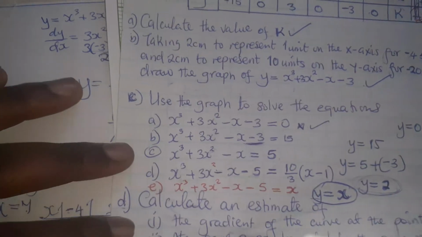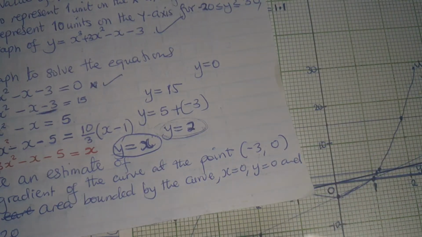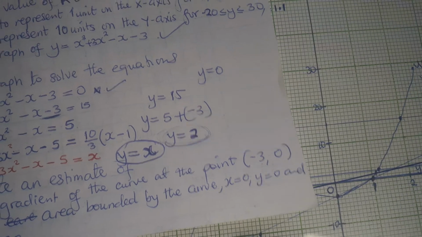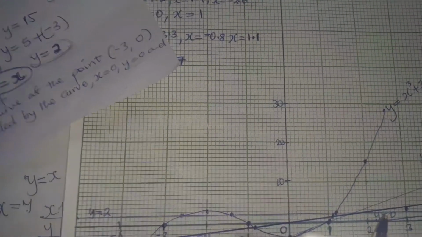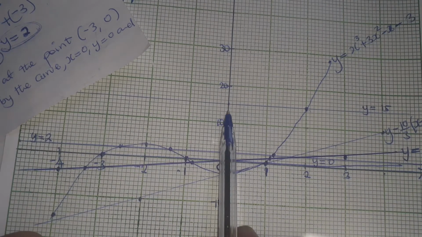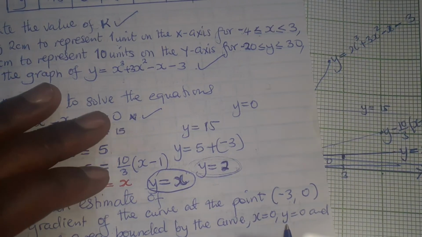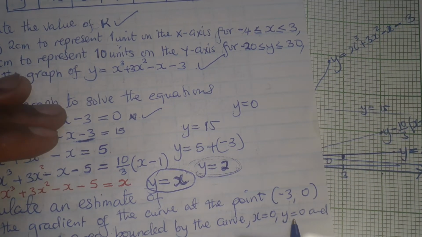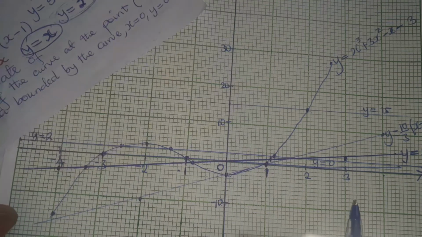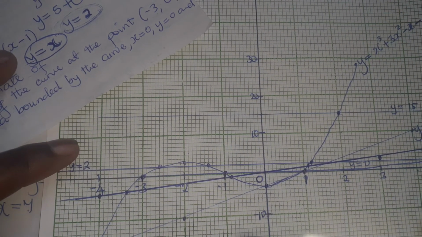How do we calculate the area bounded by this region? X is equal to 0 here. Where do we have x is equal to 0? X is equal to 0 along the y-axis. Then the second one, y is equal to 0, along the x-axis.